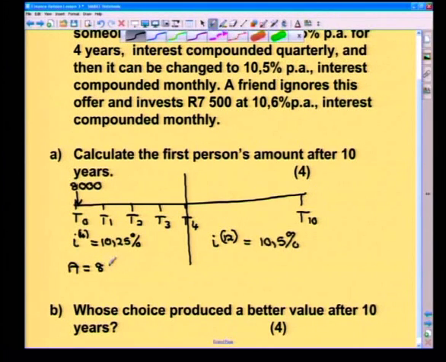So what am I doing? I'm taking 8,000 Rand and I'm investing it at this interest rate, which is 0.1025, calculated quarterly, which means divide by 4, for 4 years. Now, if it's 4 years and there are 4 calculations per year, that means there are going to be 16 calculations at that interest rate.